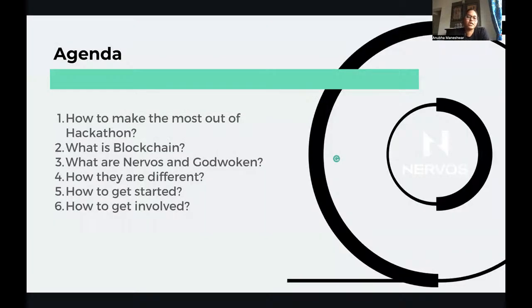So the agenda for today: I'll be discussing how to make the most out of a hackathon. I know that you might have participated in a lot of hackathons, but still I would like to share my perspective on how you can make the most of it. We'll be discussing what blockchain is, because that is important to understand what Nervos and Godwoken are, how they are different, and then how you can get started. I'll share some links and resources around that, and then how to get involved for future reference. So let's get started.